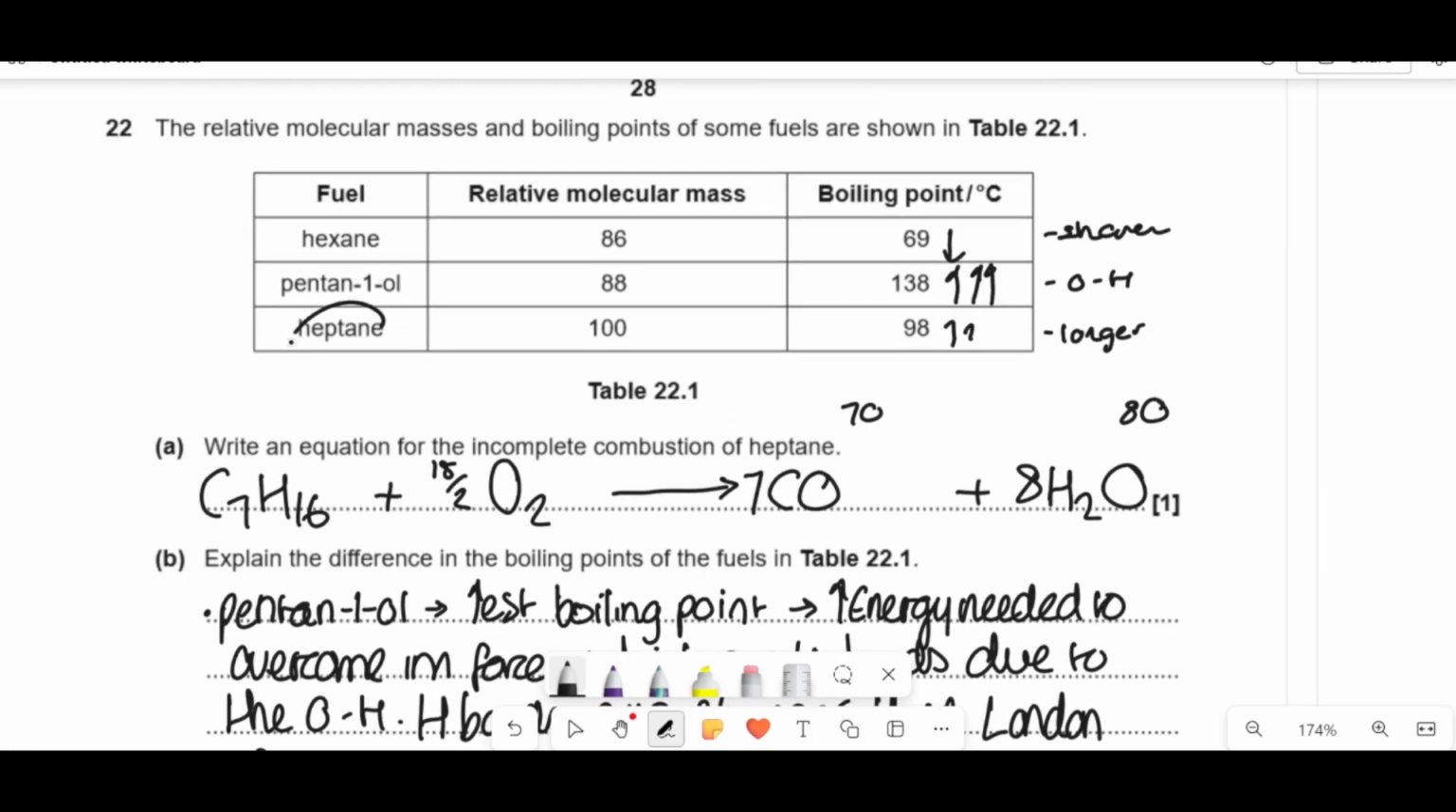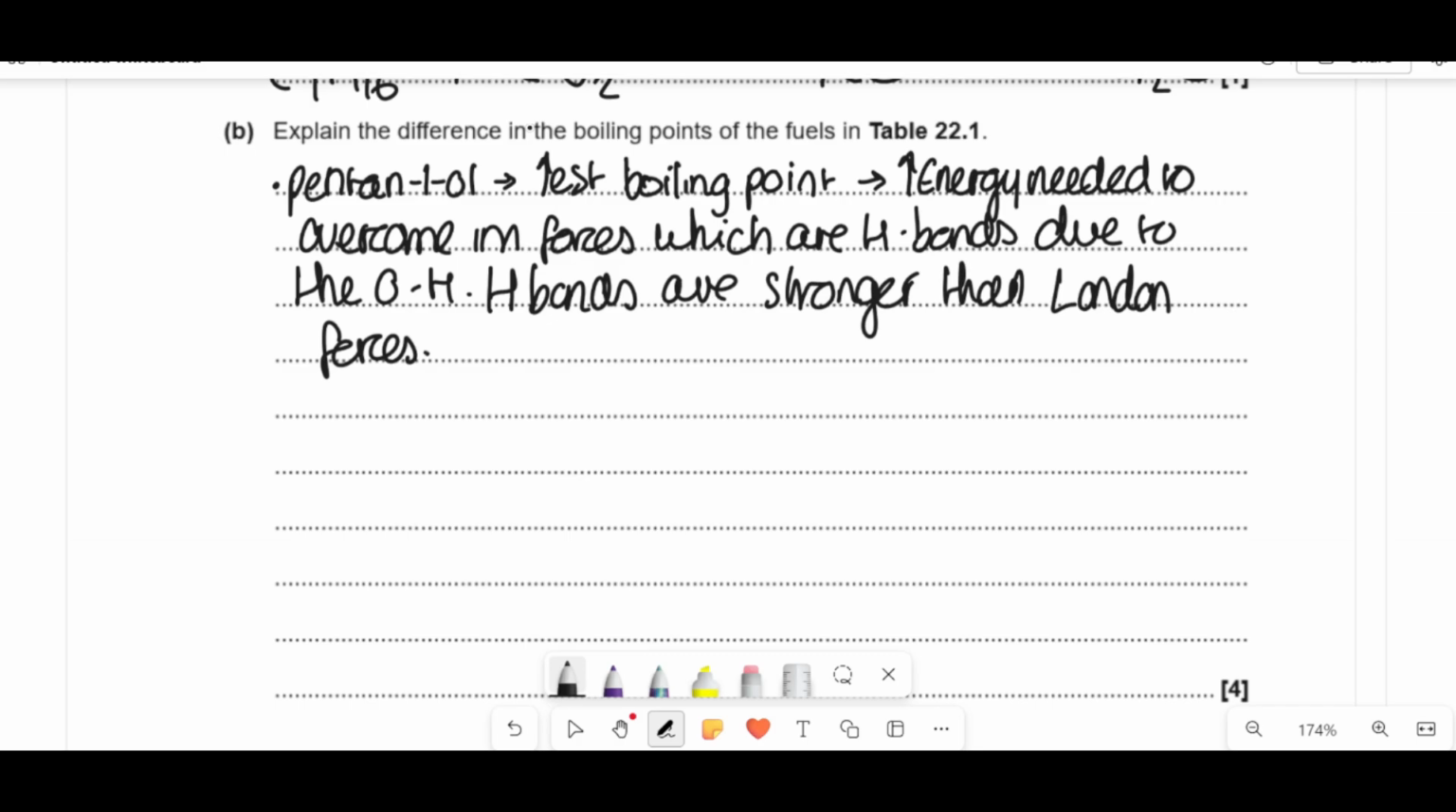Now we need to figure out why heptane and hexane have different boiling points. So heptane has a higher boiling point than hexane, right? But the only thing that's different between the two of them is one is bigger. They both have, and you would say this, they both have London forces.